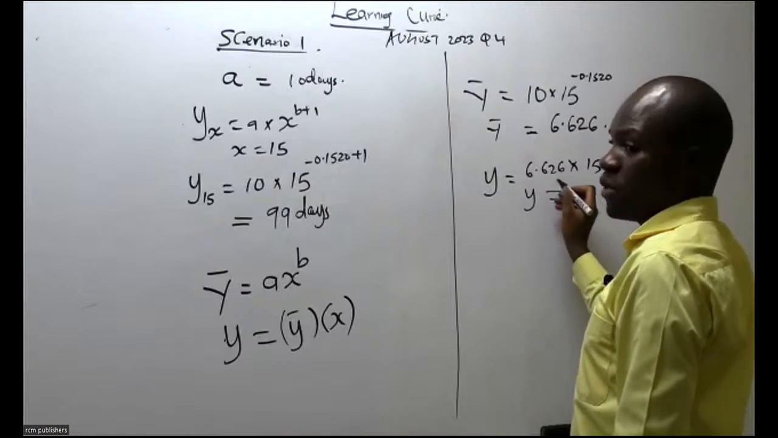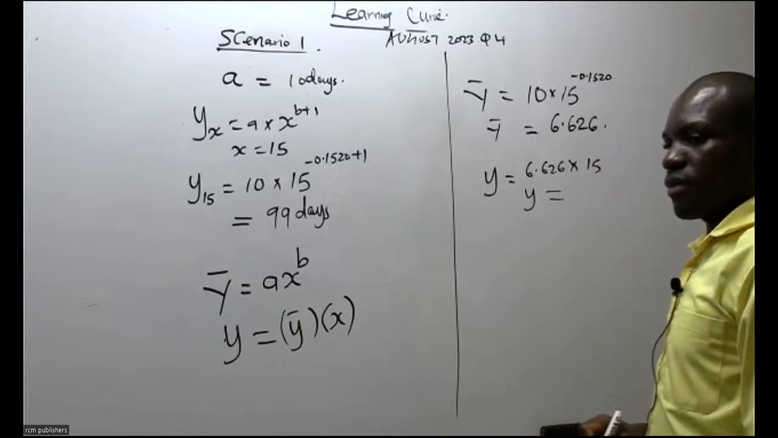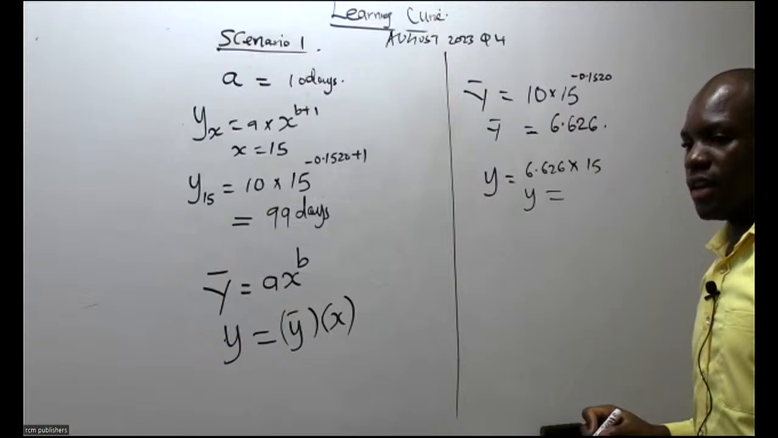How much do you get here? If that is done, what is the figure?